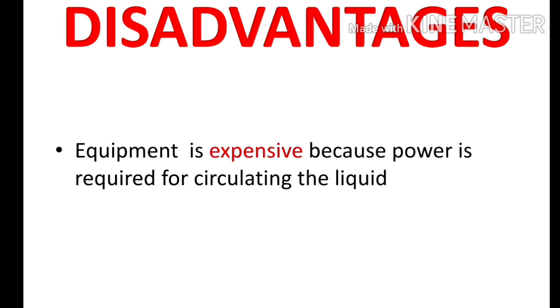The main disadvantage is that the equipment is very expensive, because this apparatus requires high power. So power consumption is high. This is the main disadvantage of the forced circulation evaporator. The equipment is very expensive and requires more power for the forced circulation of liquid. So these are the important points regarding the forced circulation evaporator.